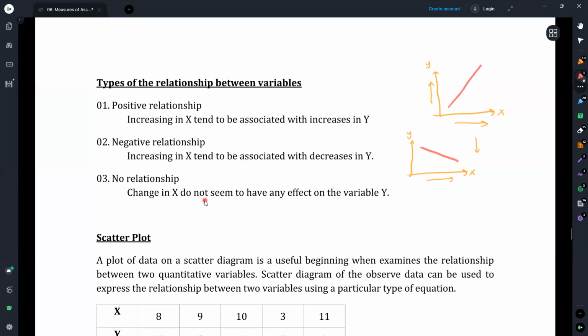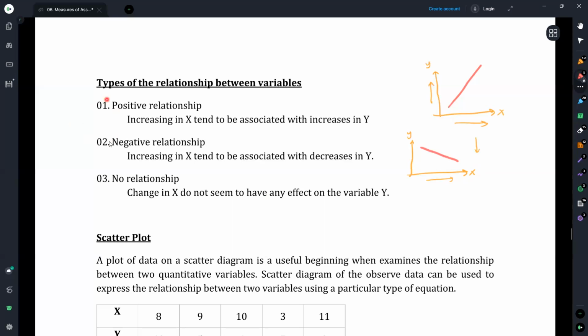And if you cannot find any effect from x on y or vice versa, then we say there is no relationship between the variables. The change in x does not seem to have any effect on the variable y. Simply, even though we are increasing x or decreasing x, it will not affect the increasing or decreasing of the y variable. Therefore, if there is no relationship, the y variable will not depend on the x variable. The two variables will behave independently.